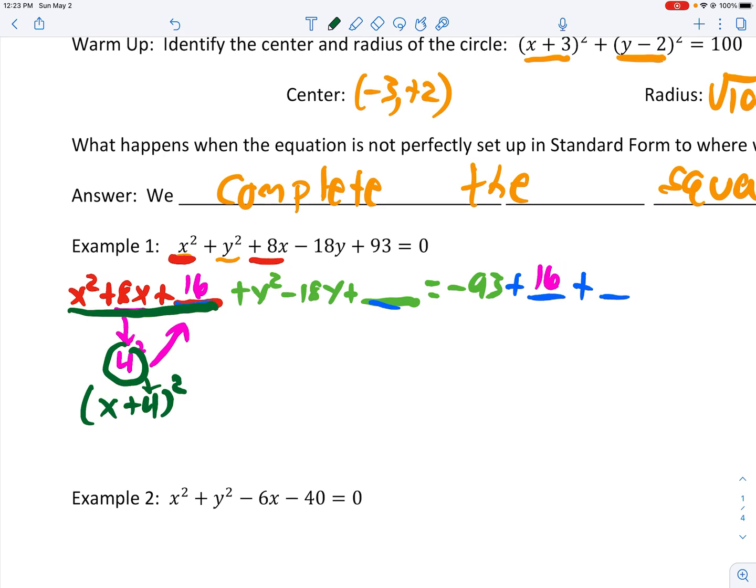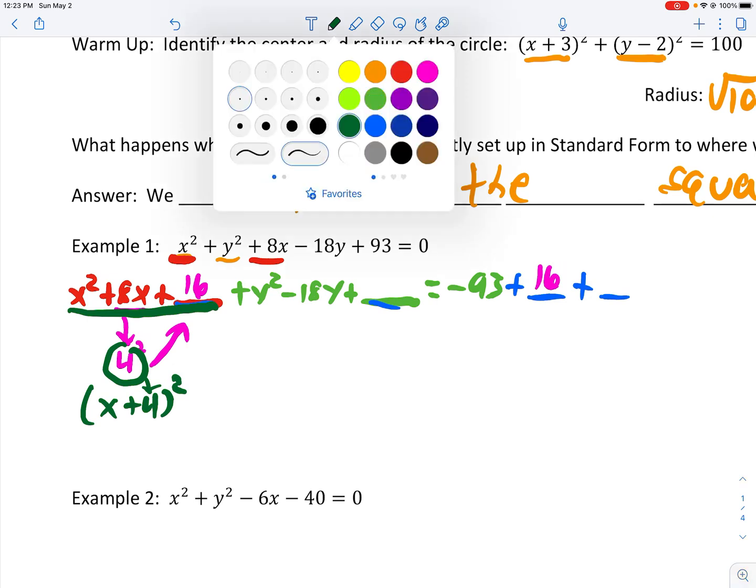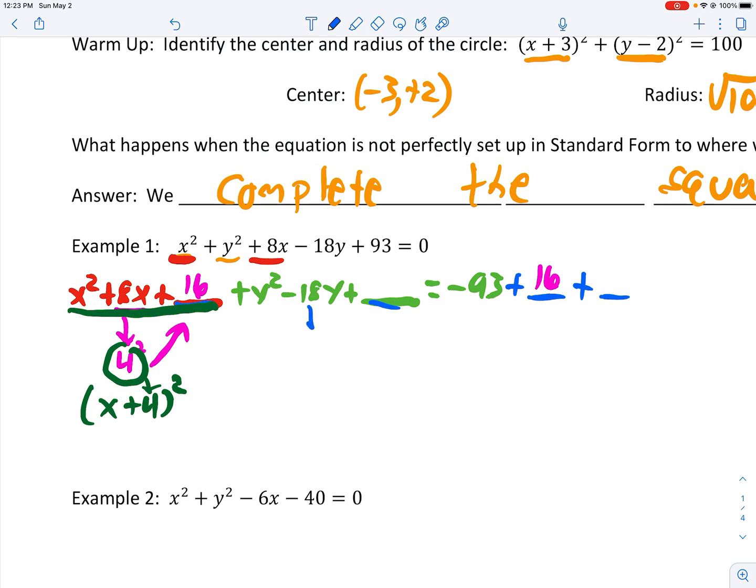Now I'm going to repeat the same process, but now for the y. So I'm going to divide negative 18 by 2, which is negative 9. Square it, so it's 81. If I added 81 to the left, I'm going to add it to the right, because again, we're just changing the way the equation looks, not its value. Whatever I do to the left, which I added two numbers to, I have to add two numbers to the right of the equation.